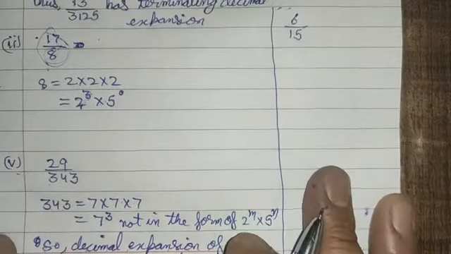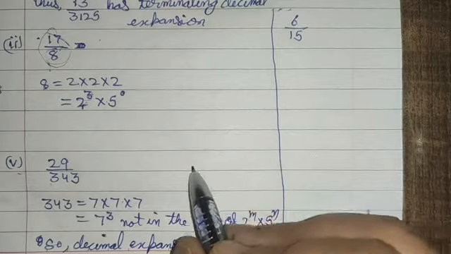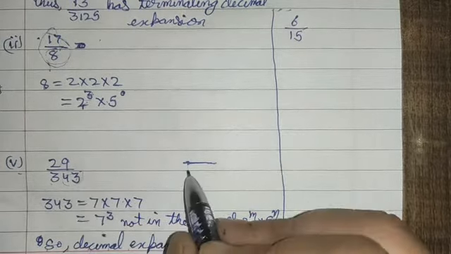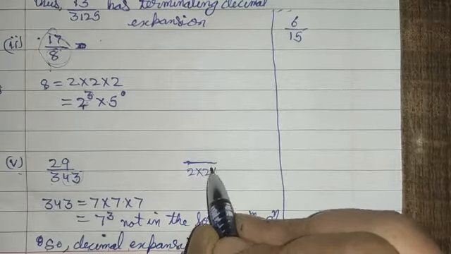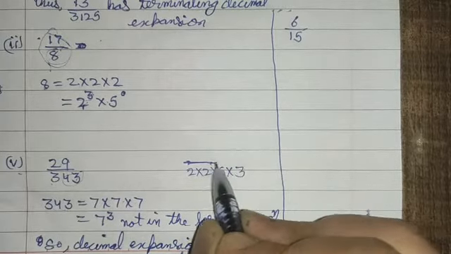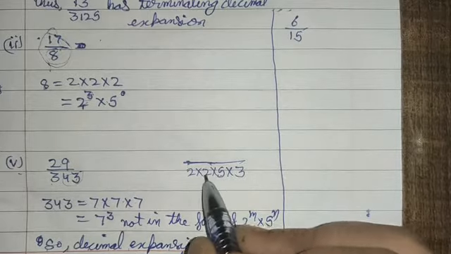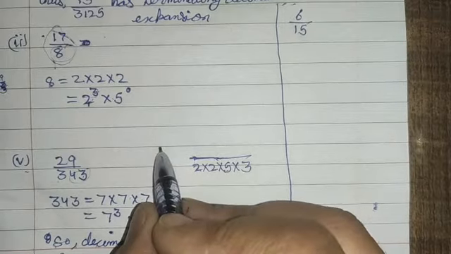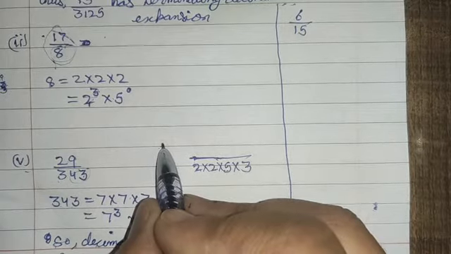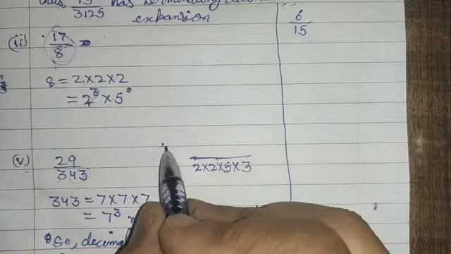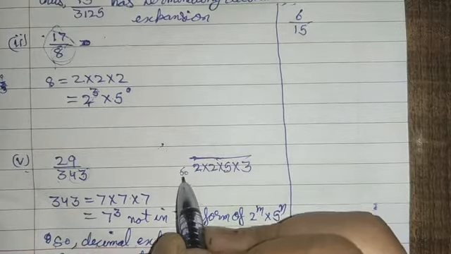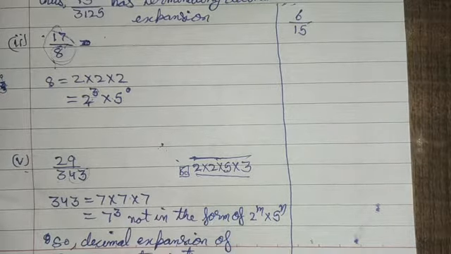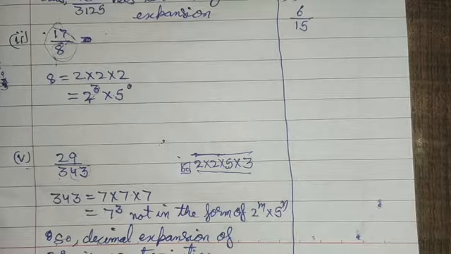Understood? Now one thing more: sometimes the factors of the denominator come as 2 into 2 into 5 into 3. They can be like this. Now 5 threes are 15, 15 twos are 30, and 30 twos are 60. It can be anything upon 60.